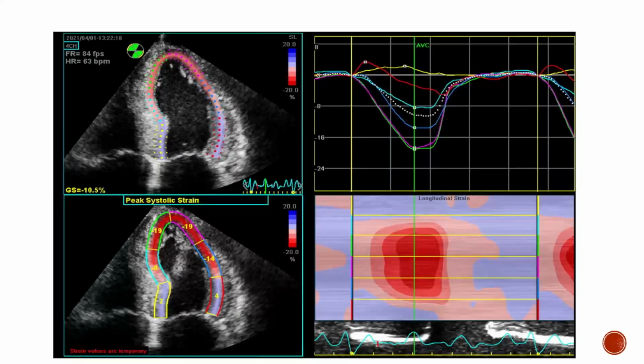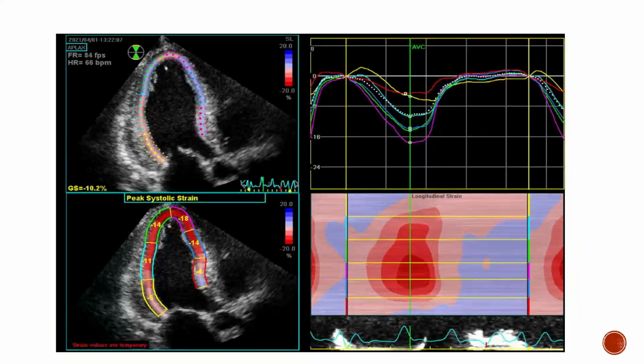And then this is a very important feature that we have to add for all patients with amyloidosis, the strain pattern. What you can see in an apical four-chamber view is that the apex, which is colored here in pink and green, is spared, where basal segments are more affected. And you can see that also in the graph.